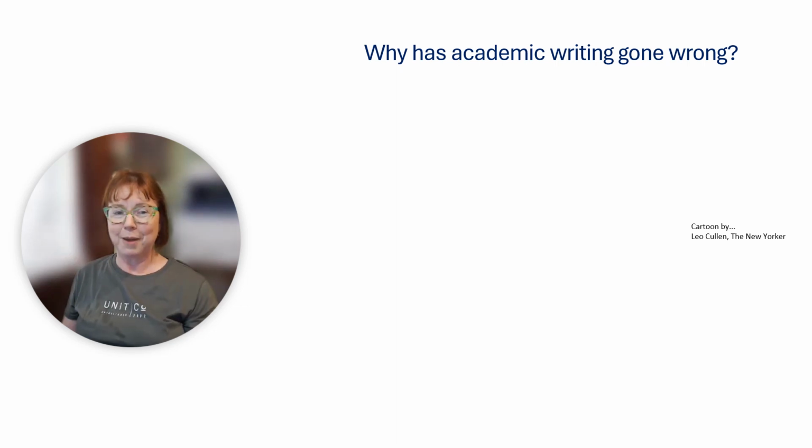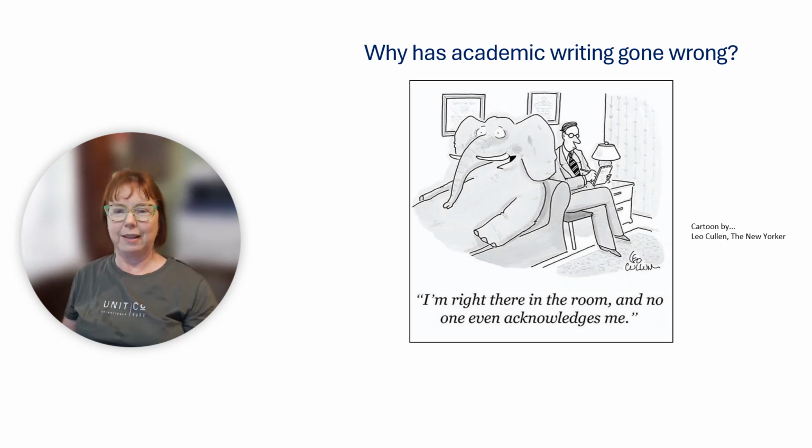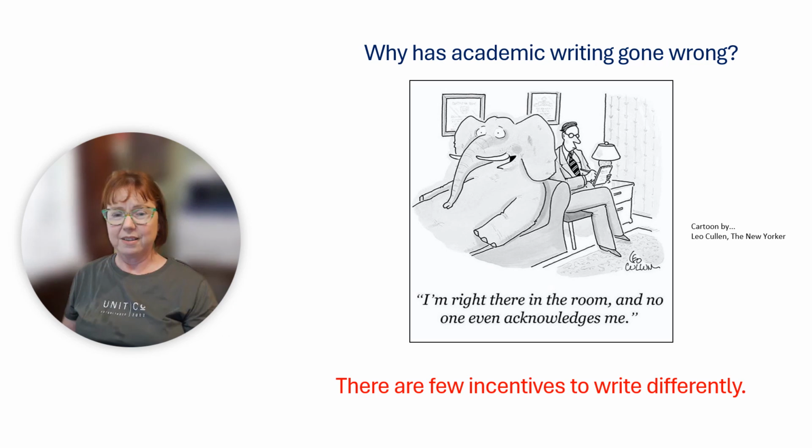Finally, I promise you, this is my last slide about why academic writing has gone wrong. This one possibly matters more than all the others, and it's probably the elephant in the room. Here's the poor elephant on the psych's couch. "I'm right there in the room and no one even acknowledges me." This elephant in the room is that there are few incentives to write differently or to write better or to write to be understood. I know it's all a bit disheartening, but I firmly believe that acknowledging some of the reasons why academic writing can be so impenetrable is really important if we're going to turn it around.